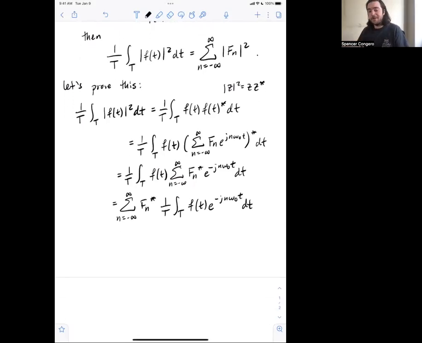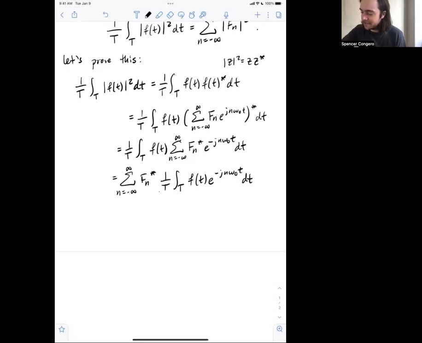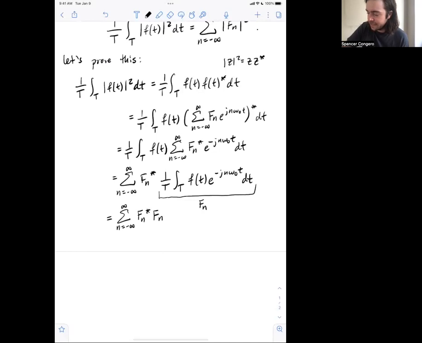Now, is any part of this equation familiar? Well, at least one part should be. What is this? We've seen this before. That's just our formula for the Fourier series coefficients. Pretty cool. So this whole thing just simplifies to f sub n conjugate times f sub n.